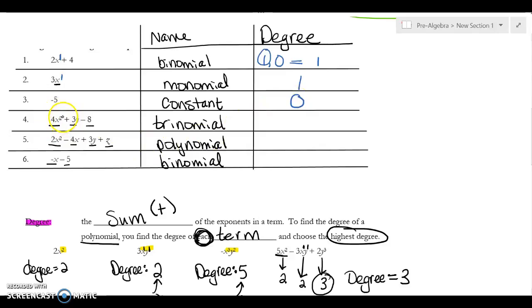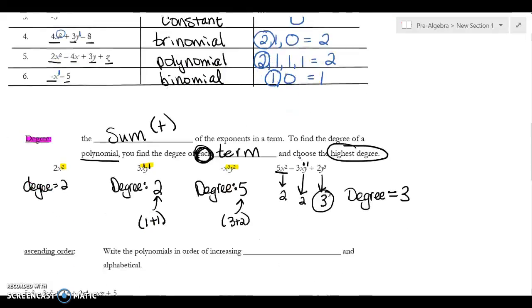For number 4, I have a degree of 2, a degree of 1, and a degree of none. Those are my 3 degrees. And you choose the biggest one. And so my biggest degree is 2. Here's another polynomial. I have a 2, and then a 1, 1, and 1. And again, you pick your biggest degree, which is 2. And then the last one, I have a degree of 1 and a degree of 0. My biggest degree is 1.